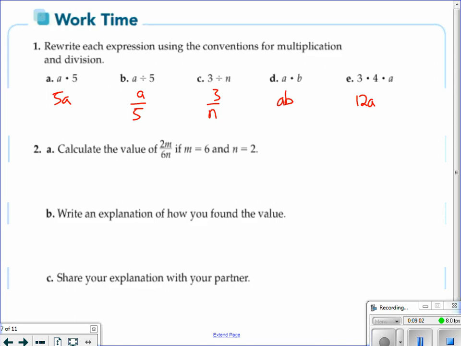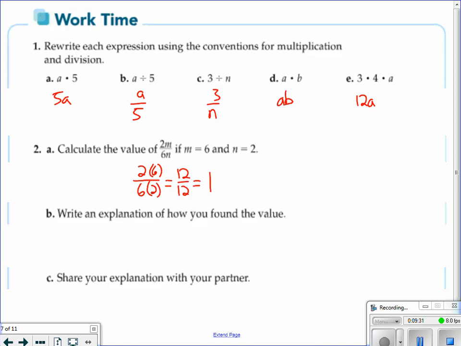Okay, for 2, calculate the value of 2m over 6n if m equals 6 and n equals 2. So instead of m, I'm going to put the 6 in there, and I always put that in parentheses. And on the bottom, instead of 6n, 6 times n, we're going to do 6 times 2. So on top, 2 times 6 is 12. On the bottom, 6 times 2 is 12. 12 divided by 12 just ends up being 1.